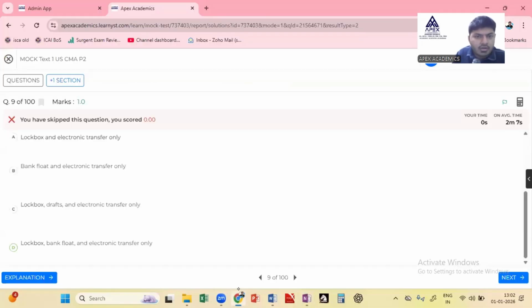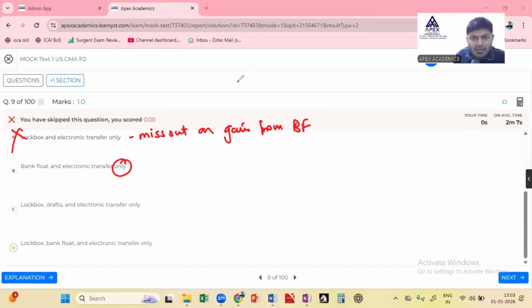So that is wrong. Over here, what will happen? I will miss out on gain from bank float. So I won't take this option. Bank float and electronic transfer only. Why only? Why should I go for bank float and electronic transfer only? Why is this compulsion of that?